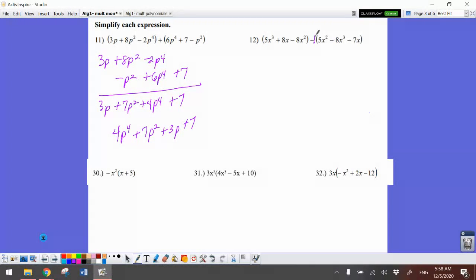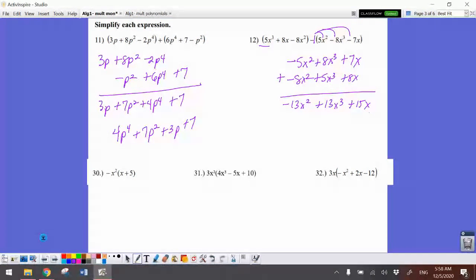Okay, now the next one, I see that there is a distribution of a negative 1. So that would be negative 5x squared, a positive 8x cubed, and a positive 7x. So again, I'm going to go ahead and practice this one writing vertically. So my 5x cubed, there's no distribution on this side, so I'm going to write it here. And a positive 8x and a negative 8x squared. I'm going to go ahead and add down: negative 13x squared, 13x cubed, and a 15x. Now I might think I'm done, but I'm not because I'm not in standard form. This one needs to go first. So 13x cubed minus 13x squared plus 15x would be my solution.